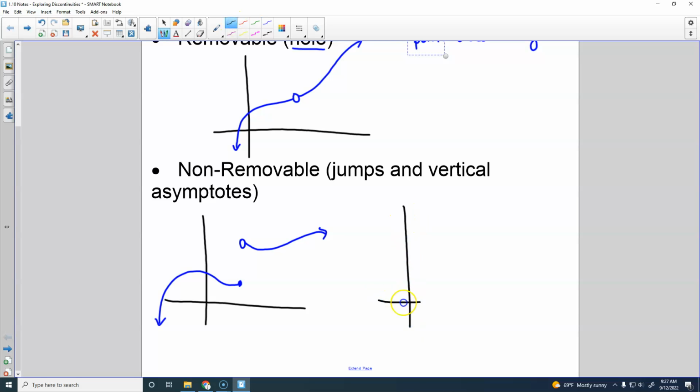Or vertical asymptotes, really of any sort. It could be that both sides approach positive infinity. That's still a discontinuity, right? Even though you're both approaching positive infinity, you have to pick up your pencil at the theoretical infinity here, move over to the right just a little, and continue. So any type of vertical asymptote is going to cause a non-removable discontinuity.